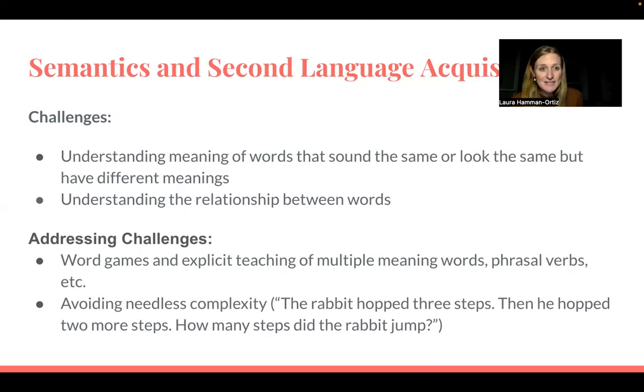So that's a little bit about semantics, what it is, and some of the ways that it can make language learning challenging, and things to consider as you're thinking about supporting second language learners.